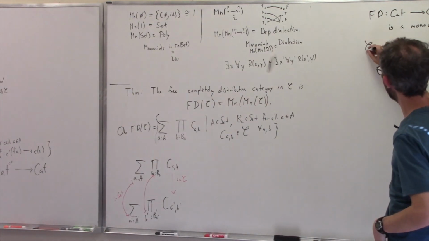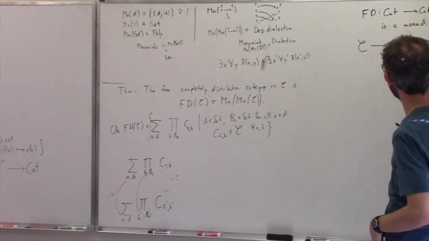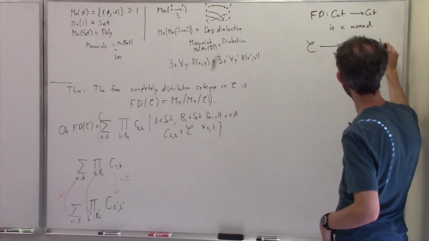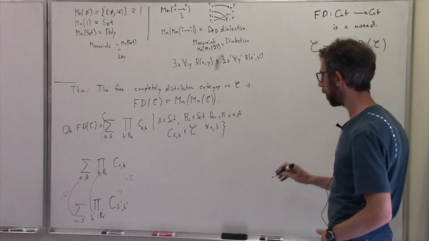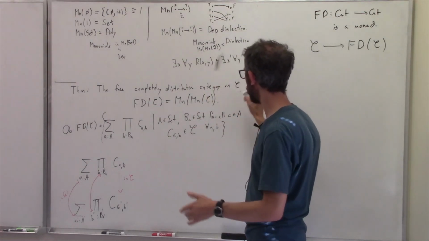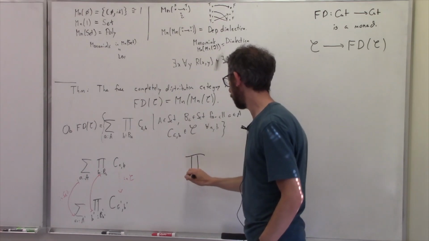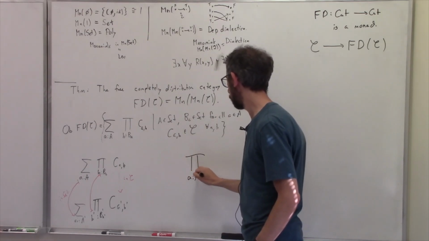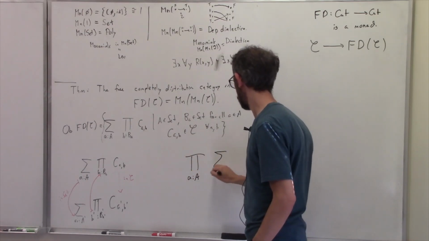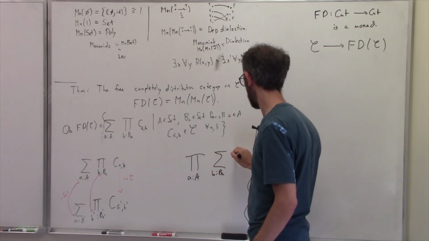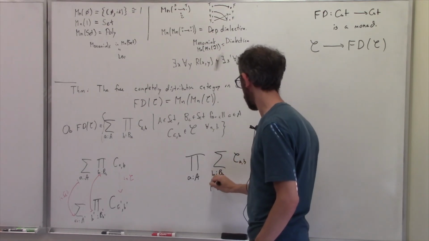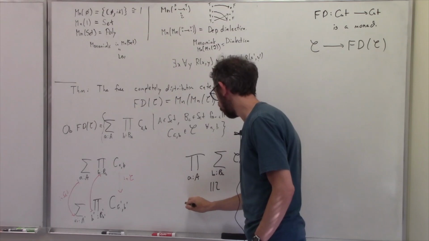So what this means is if you have a category C, you can send it into the free distributive category on C. What does completely distributive mean? It means if you've got things in the wrong order, of something, then that will be isomorphic to things in the right order.